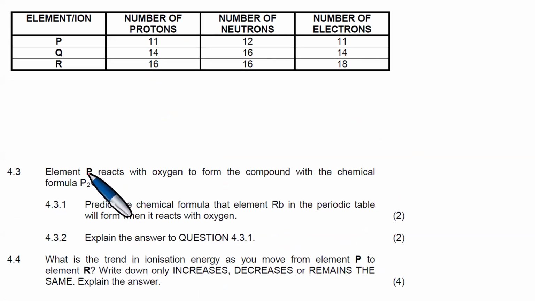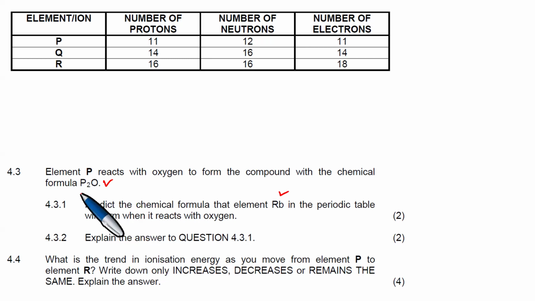Okay, here comes the next question. Element P reacts with oxygen to form the compound with the chemical formula. Predict the chemical formula that element rubidium in the periodic table will form when it reacts with oxygen.